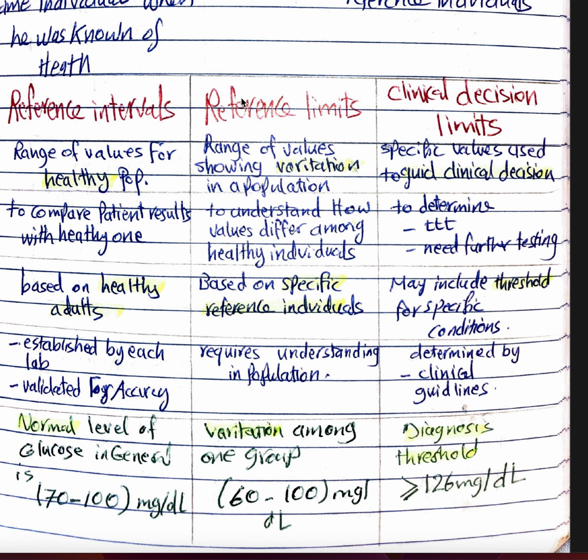Then when I make or show some variations among the individuals, I discovered that they are from 60 to 100 milligram per deciliter. And then the clinical decision limit means that when it's above or equal to 126, this person has diabetes, and I have to give him treatment and make the control and these decisions. Okay, so now we understand the difference between the reference interval, reference limits, and also the clinical decision limit.